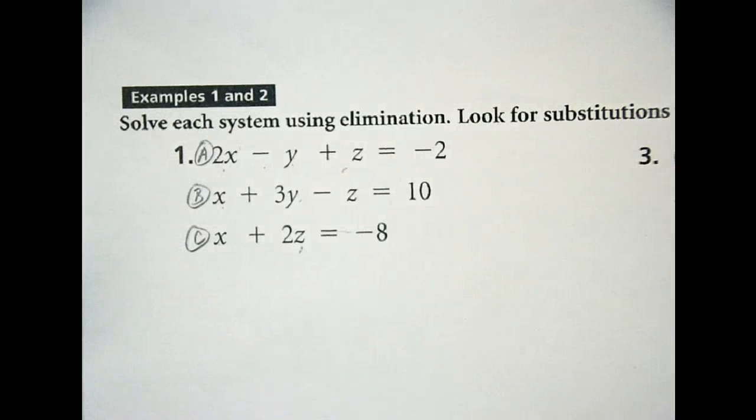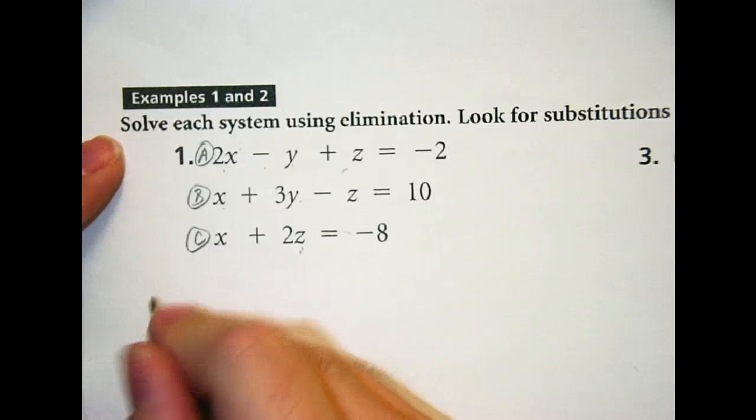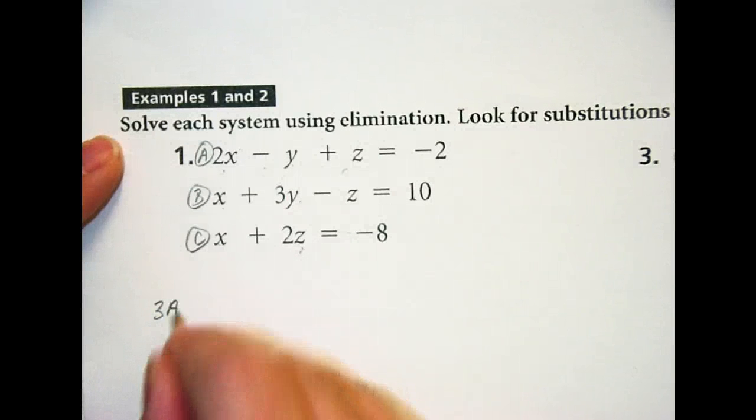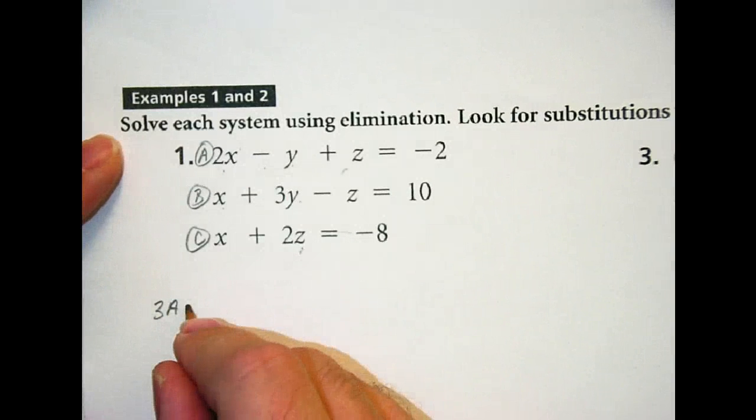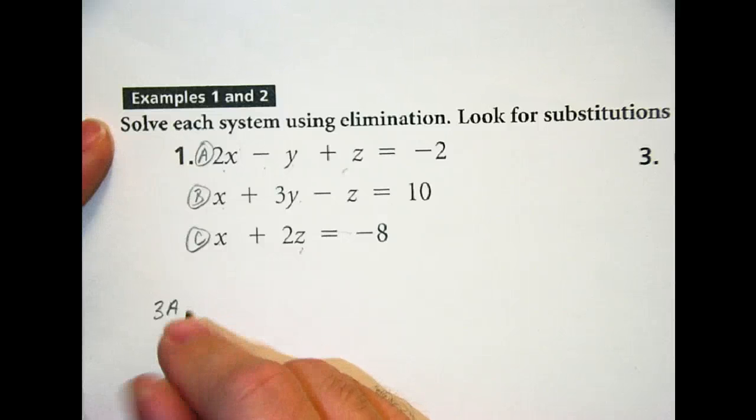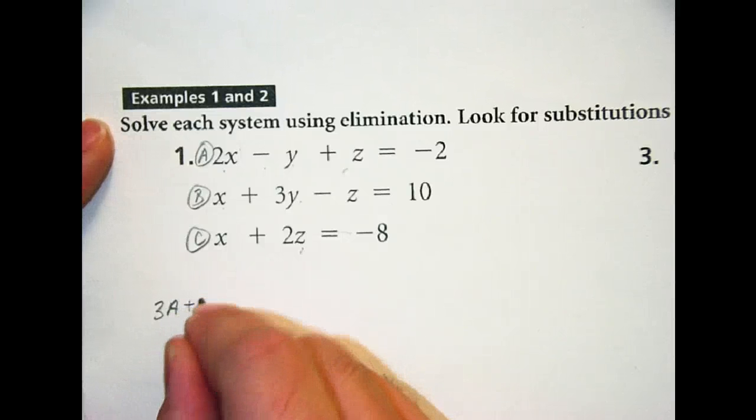Okay, time's up. How do we do it? Multiply A by 3. So go 3A, and then what are you going to do to it? Add it to B. So we're going to go 3A plus B.